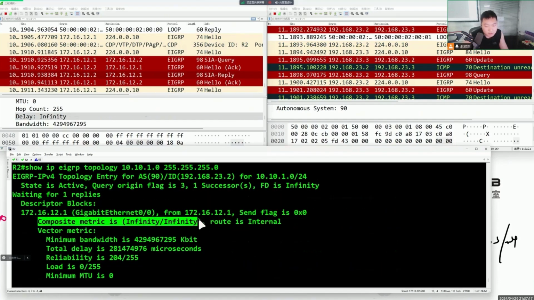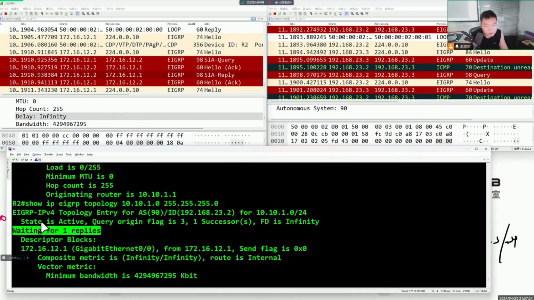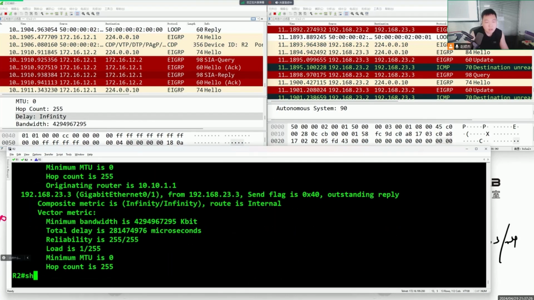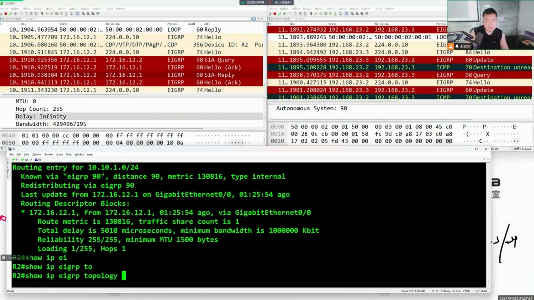Look here, I remember now. Here I was, wrong, here not here. Wait a moment, I want to see which table. Which table was it? EIGRP topology, is it him? I forgot which table. This is show IP EIGRP topology, 10.10.1.0. Why didn't that entry appear? I'll send and reply, not this one.